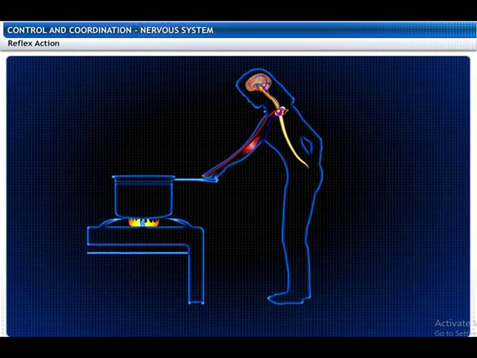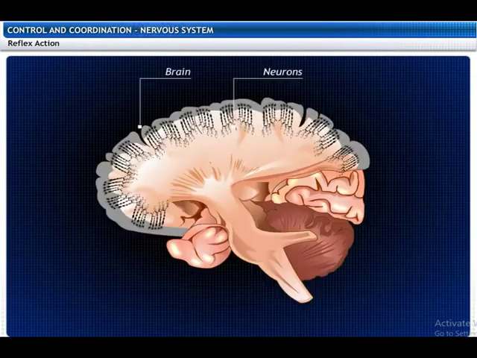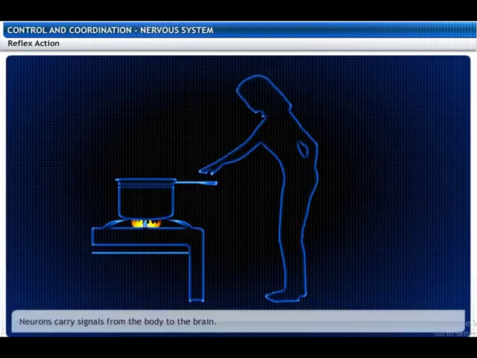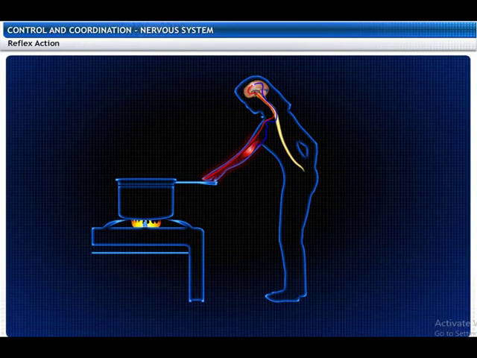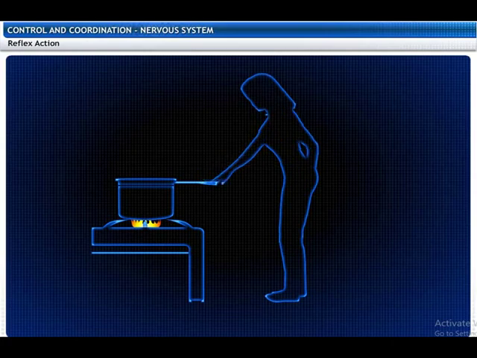The thinking part of the brain is located at the forward end of our skull and consists of dense networks of intricately arranged neurons. Neurons carry signals from the body to the brain. This is a relatively long process and may result in a burnt hand.